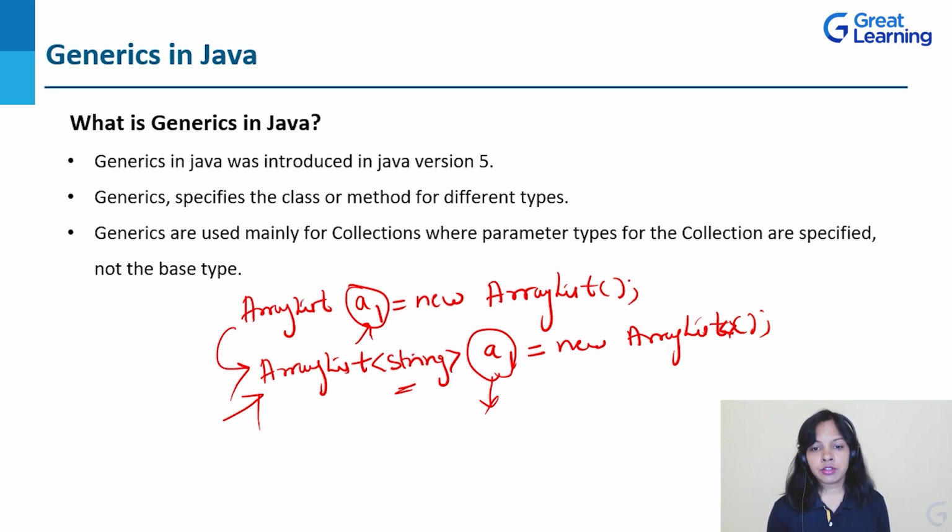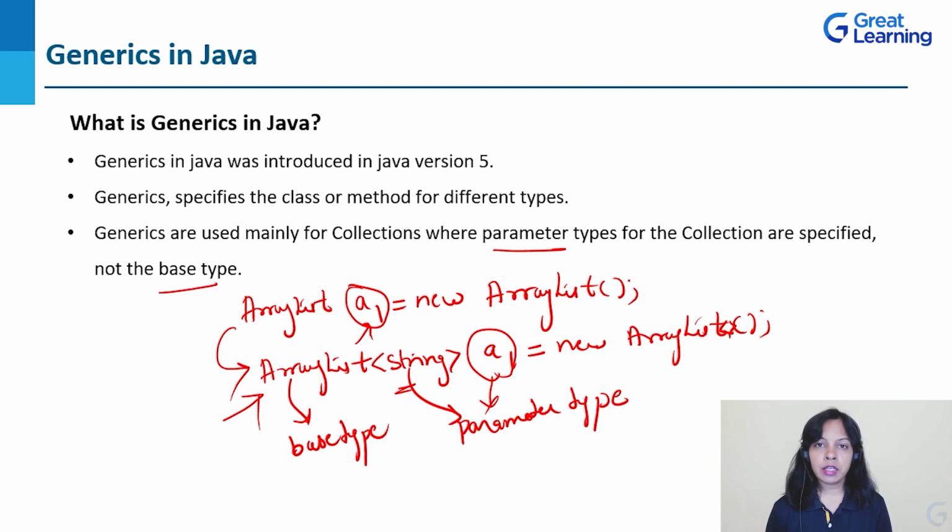Generics are mainly used for collections where parameter type for the collections are specified, not the base type. Now, what is parameter type here and what is base type here? So this part is referred as your base type. Okay. And this part is referred as your parameter type. Now, it is said that generics are mainly used for collections because for collections, we need to specify the type of data that the object of that particular collection can contain. Okay. And there we'll make use of generics.